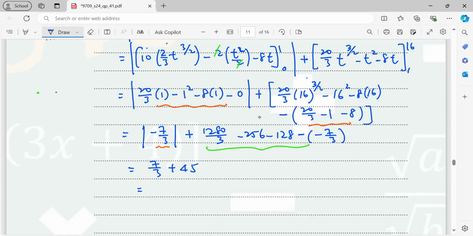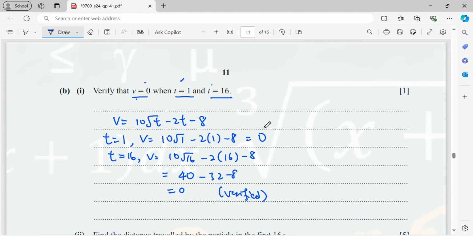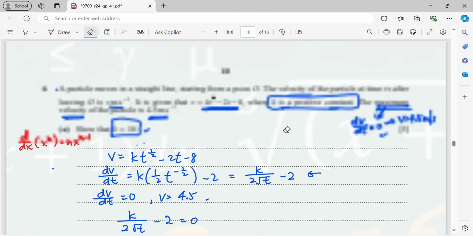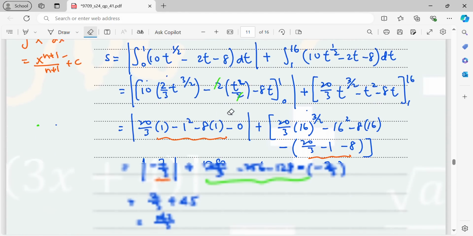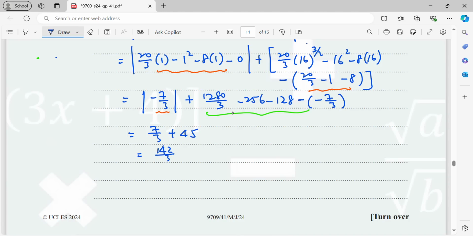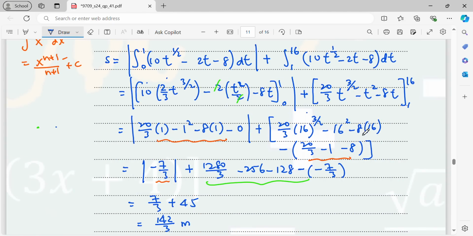So at last, you are getting 142 over 3. That is the distance. Okay, let me check, meter per second. So it will be 142/3 meters. So done for this question.